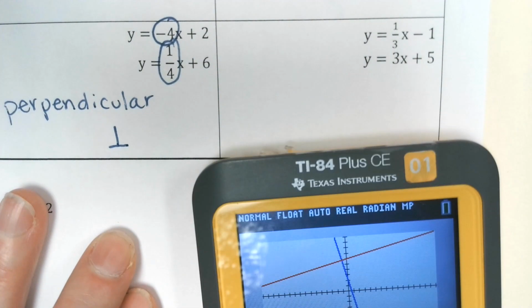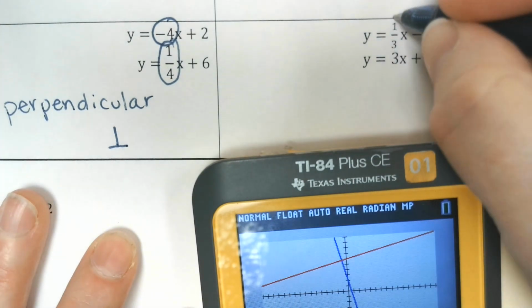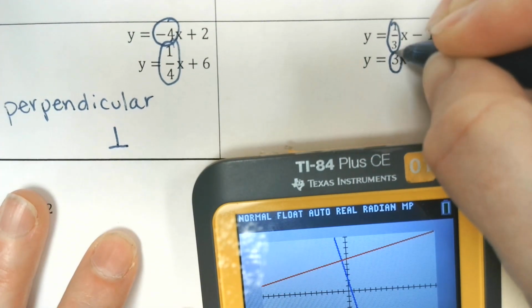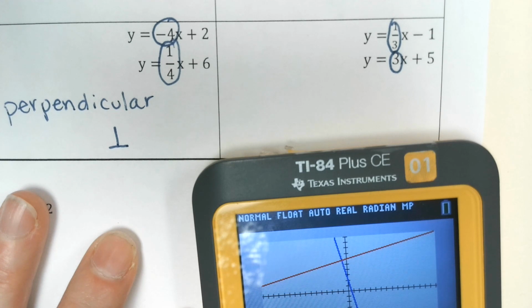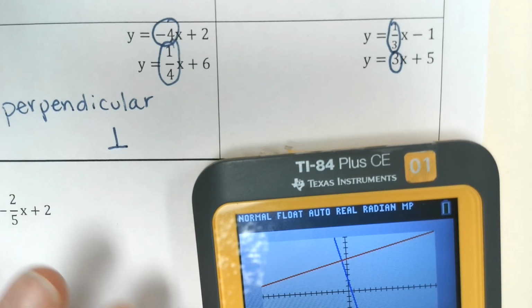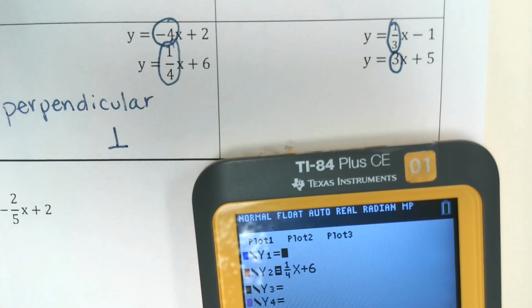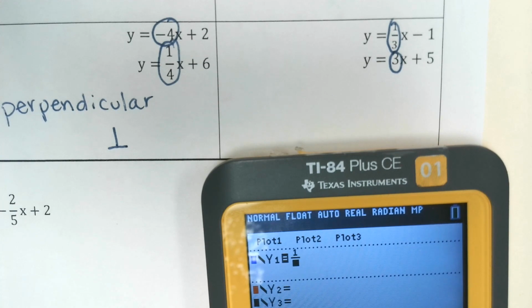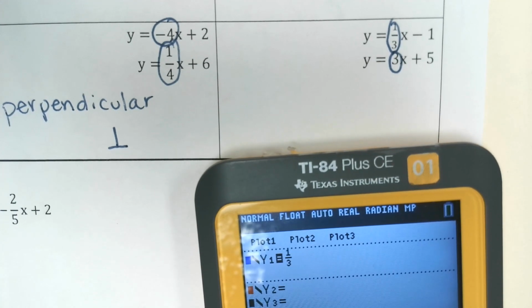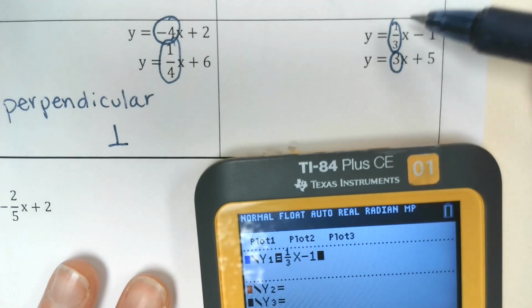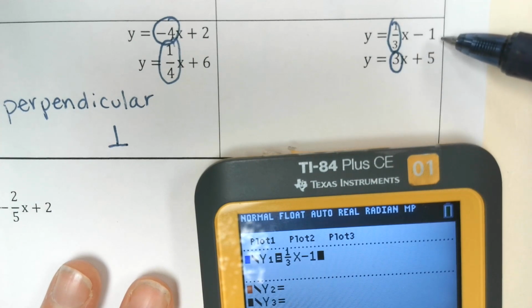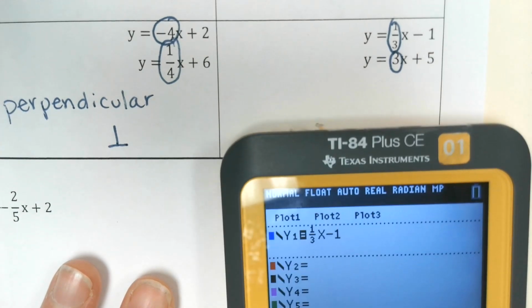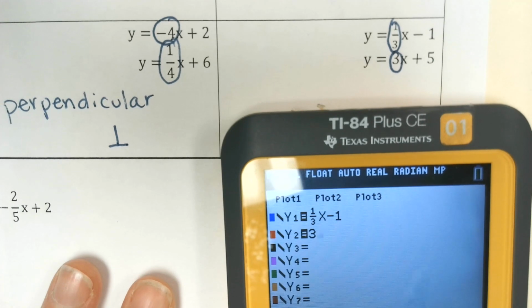Okay, what about this one? This one's 1/3 and this is 3. Are they perpendicular? What's missing? The sign change. It has to have a sign change. One of them has to be positive, the other one has to be negative in order for it to be perpendicular. Go ahead and put in 1/3 x minus 1 into y1, and then 3x plus 5 into y2.